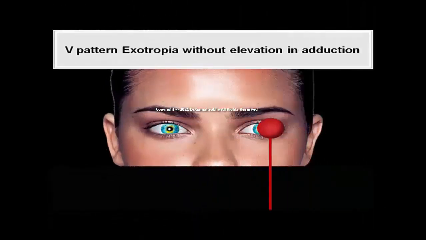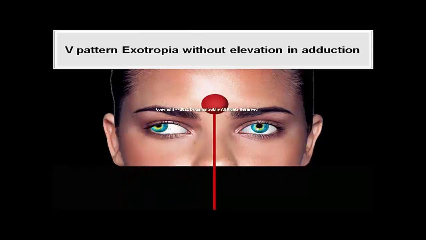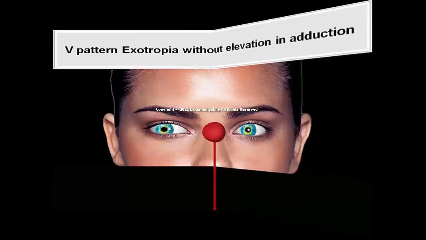In V pattern exotropia without elevation in adduction, a horizontal surgery is indicated and, if the deviation is of significant magnitude in downward gaze, downward transposition of the medial rectus muscle and upward transposition of the lateral rectus muscle are indicated.